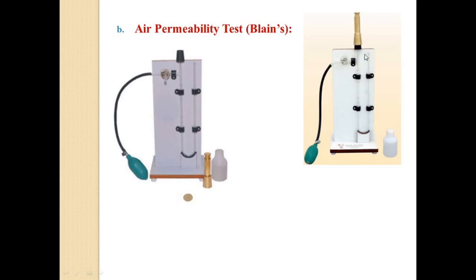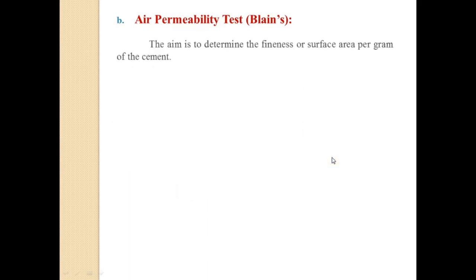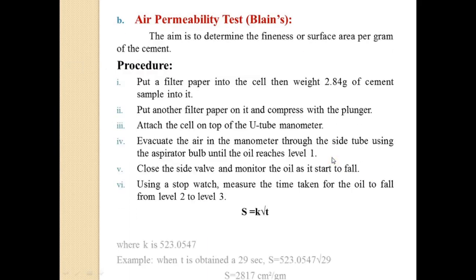The second manometric arm is open. So after the liquid reaches level 1, close this valve and take a stopwatch. Then open this valve, and the liquid slowly goes down from level 2 to level 3. We have to measure the time when the liquid goes down from level 2 to level 3, in seconds. So this is all about the air permeability test, that is Blaine's air permeability test.